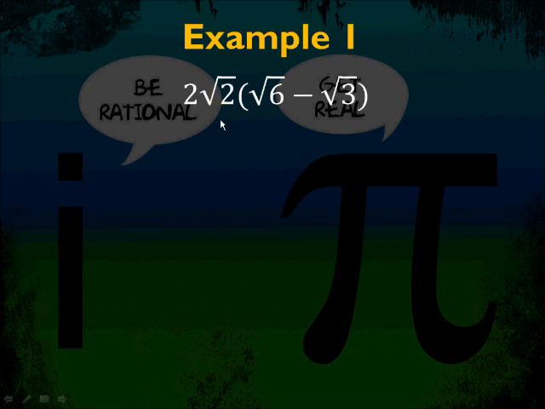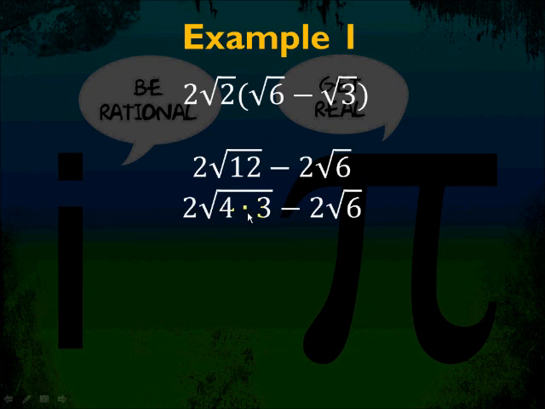Remember, you can distribute this to the terms inside the parentheses, and you multiply whole numbers with whole numbers and radicals with radicals. Since there are no whole numbers inside, we just multiply the radicals together, and you get 2 root 12 minus 2 root 6. Now we can simplify the 2 root 12 into 2 times square root of 4 times 3. We can factor out the 4, and you end up with 4 root 3 minus 2 root 6.